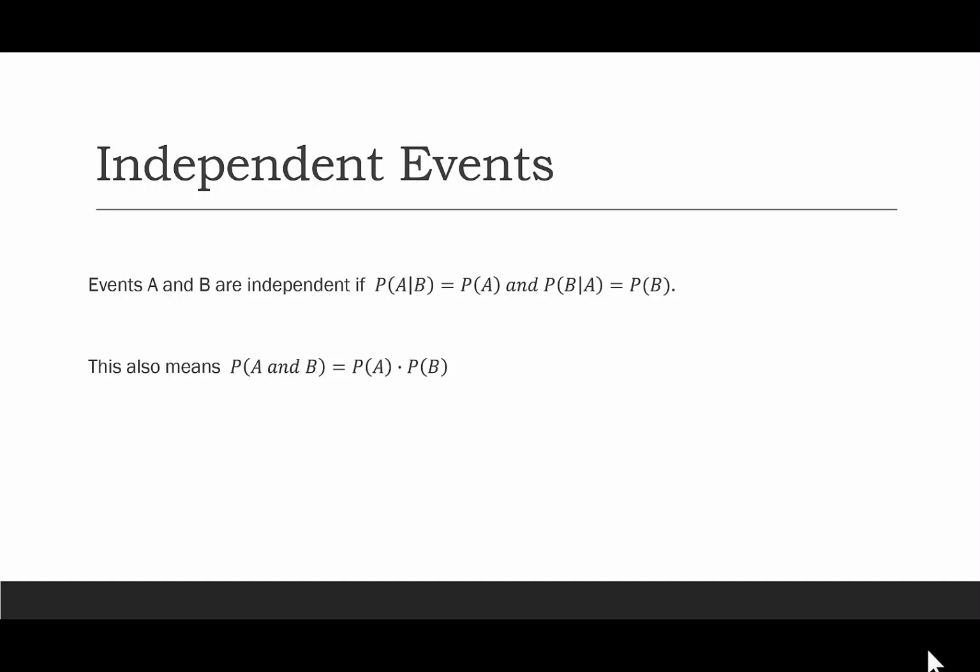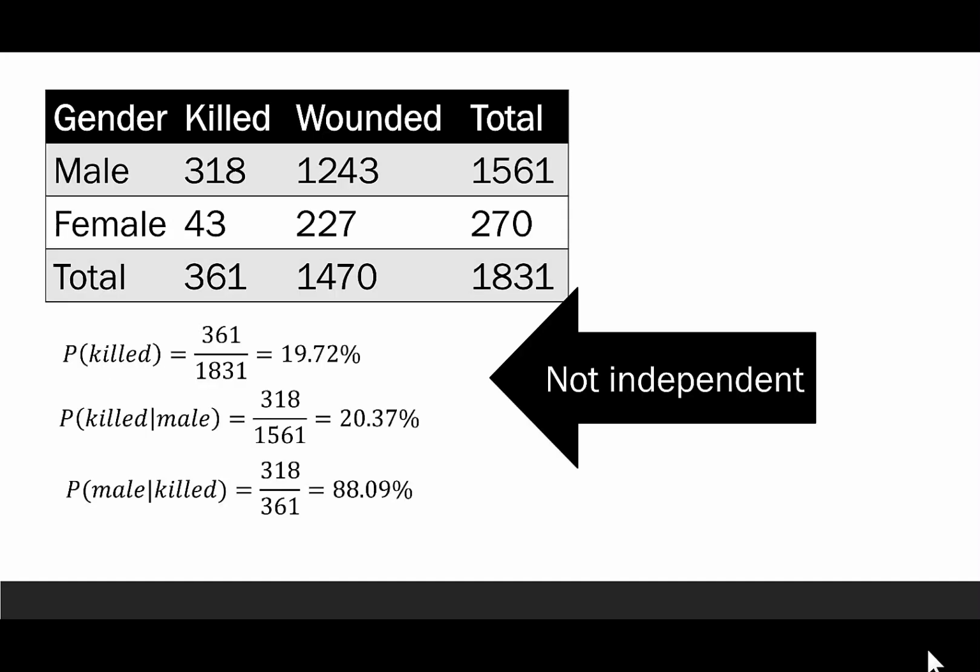When A and B are independent, the probability of B occurring does not affect the probability of A occurring. This also means the probability of A and B would be equal to the probability of A times the probability of B. Let's go back to our data. We found the probability of someone being killed was 19.72%. The probability someone was killed given they were a male was 20.37%. Because these two values are different, we can determine that killed and being a male are not independent events.